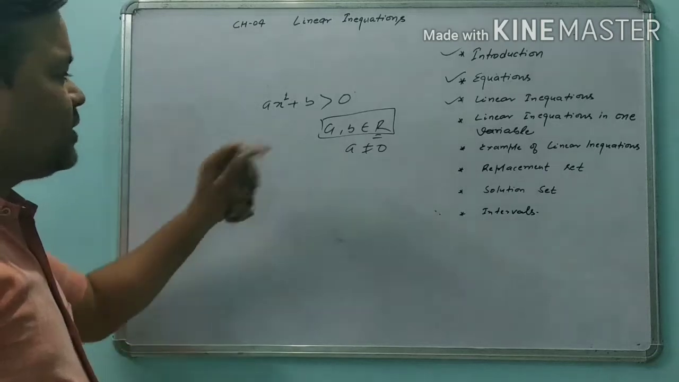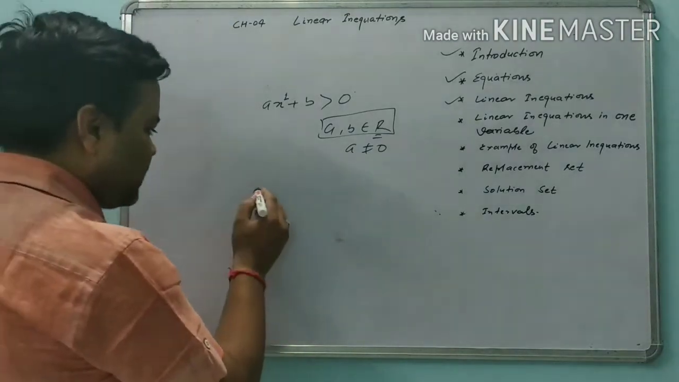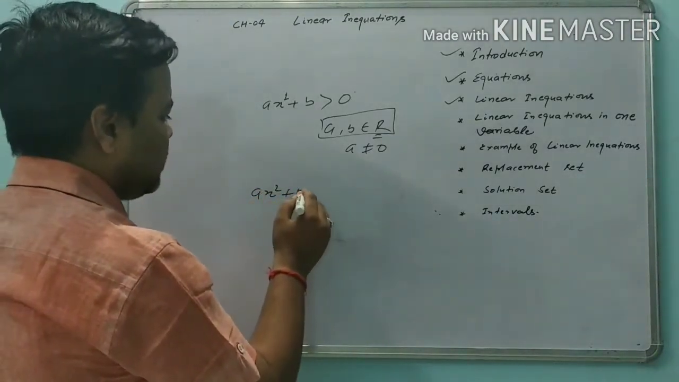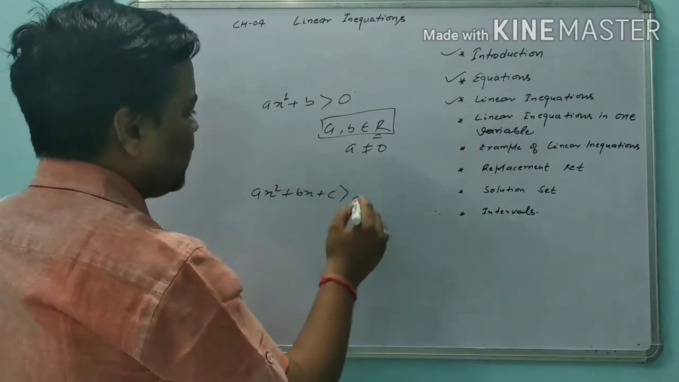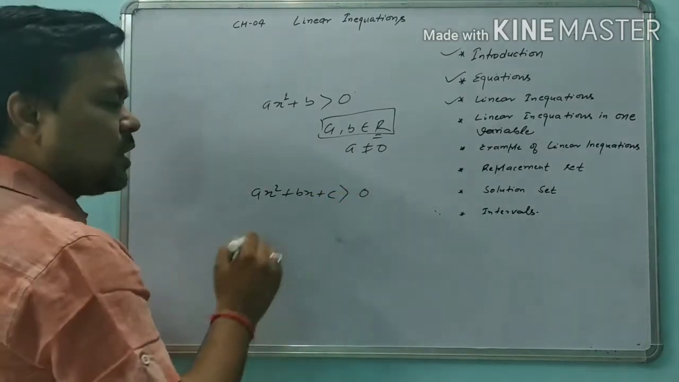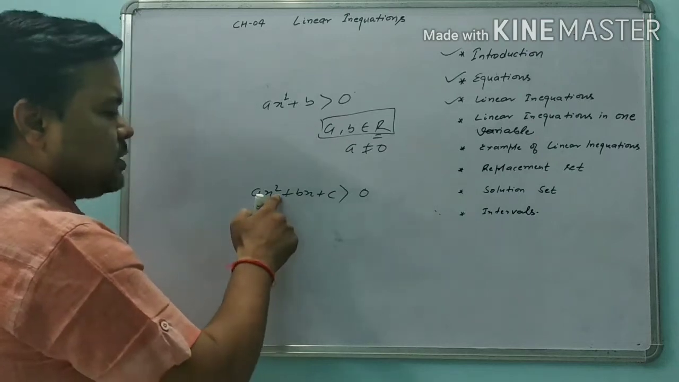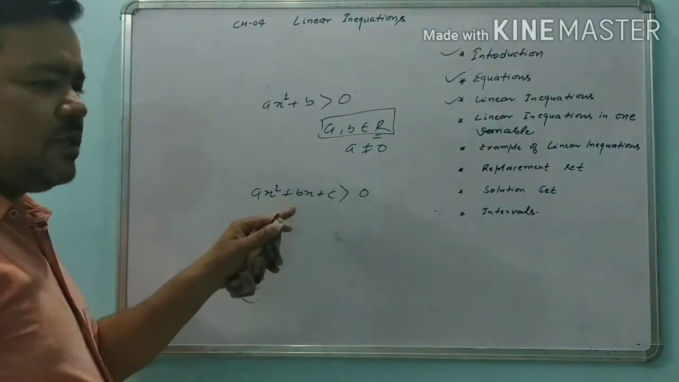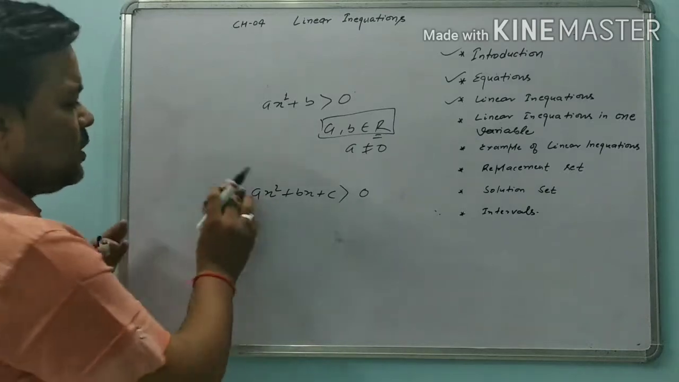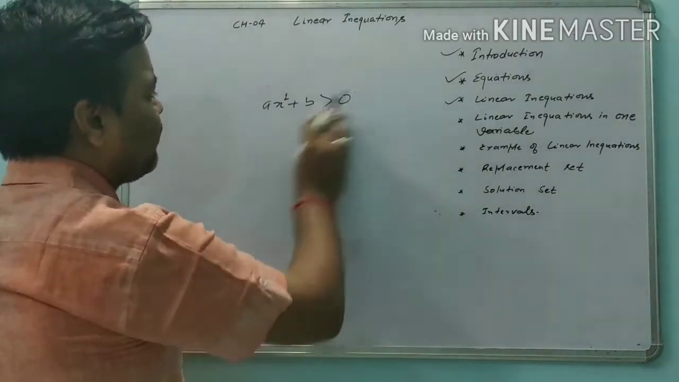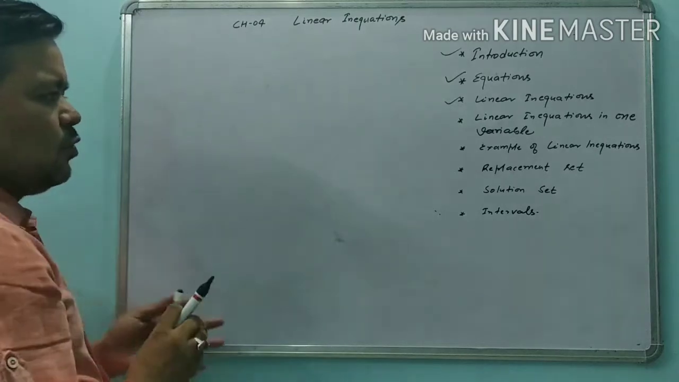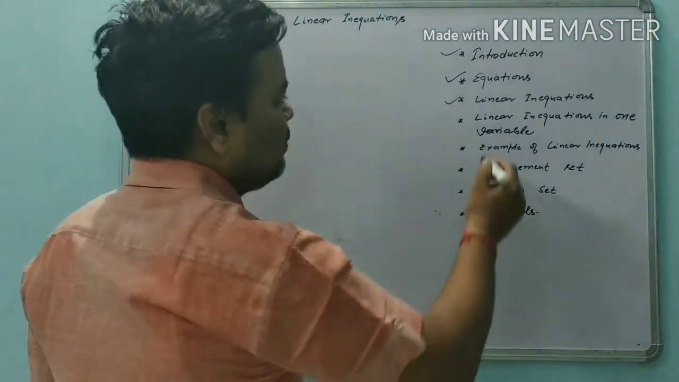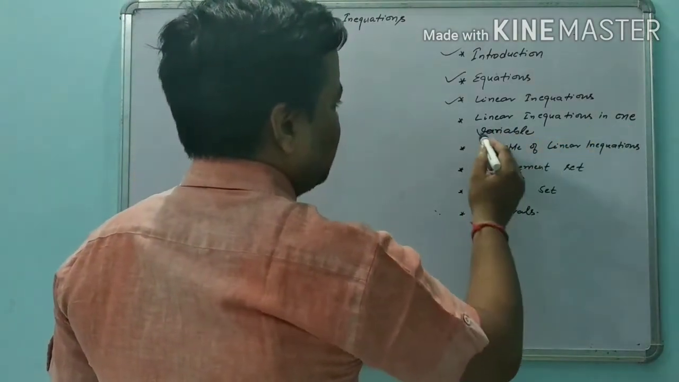Therefore it is linear. If we write ax square plus bx plus c greater than 0, then it will be quadratic. Why is it quadratic? Because here the power is 2. Similarly, if the power is 3, then that will be cubic. So in our syllabus we have only linear inequations.